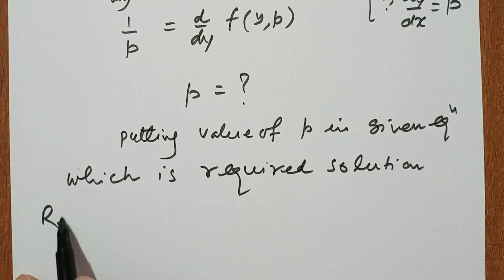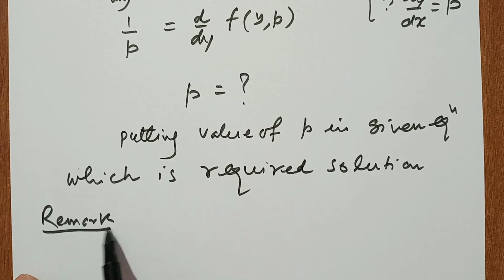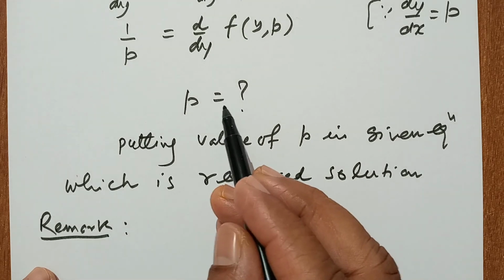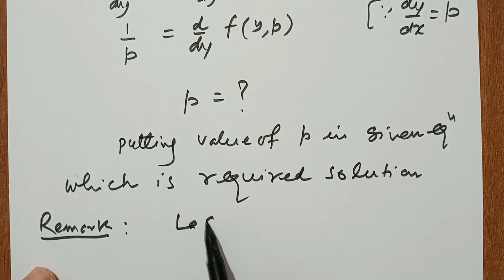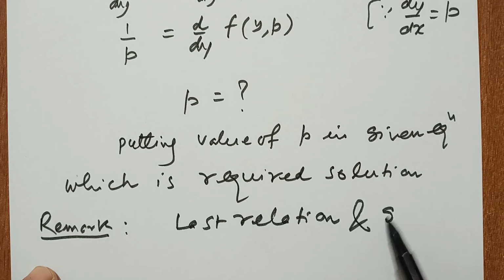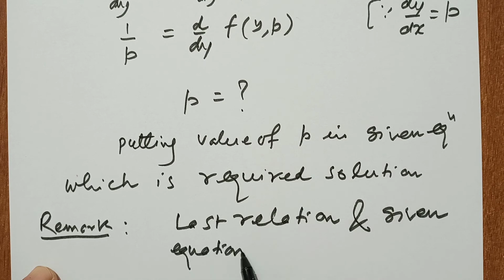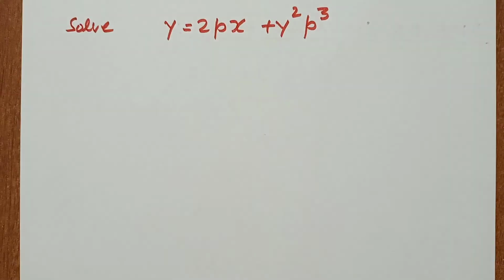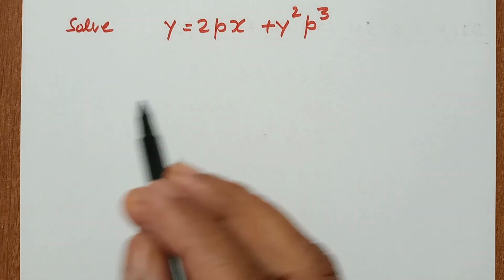One remark: if it is not possible to calculate the value of p, then the last relation and the given equation are the solution of the given equation. Okay, means the last relation for p and the given equation is the solution. So this is an example solvable for x.